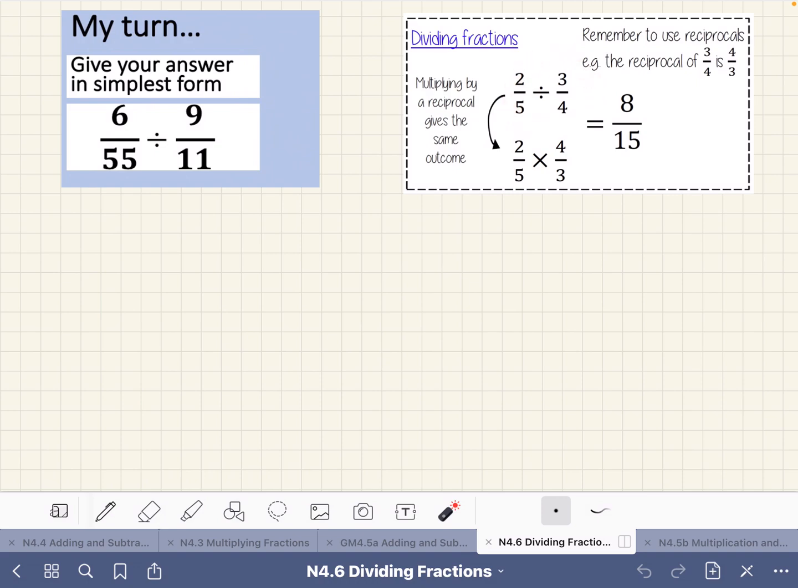as dividing, okay? So reciprocal means you are switching the top and the bottom. So if we can see here, the inverse of 3/4 is 4/3. So we switch them round. So in this case here, we are taking the 9 over 11 and switching it round to become 11 over 9. That then allows us to multiply by that reciprocal.